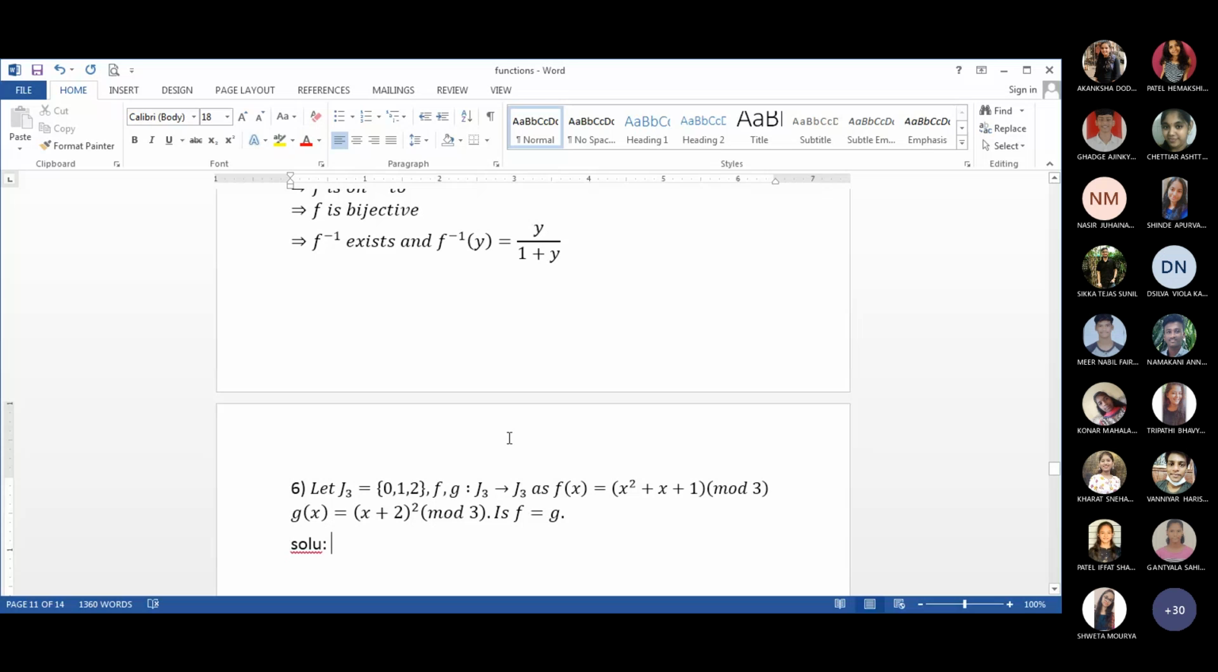Next sum, what it says, J3. J3 is basically a set which contains the positive remainders when a number is divided by 3. So we get 0, 1 and 2 as the possible remainders when the number is divided by 3.